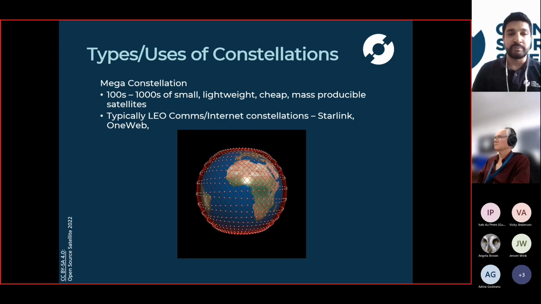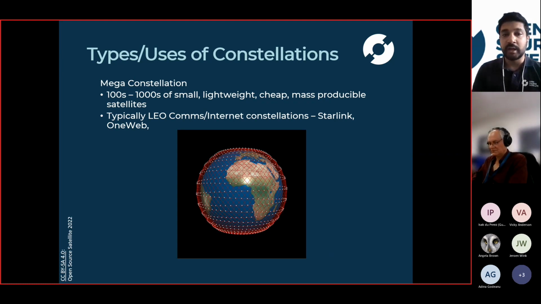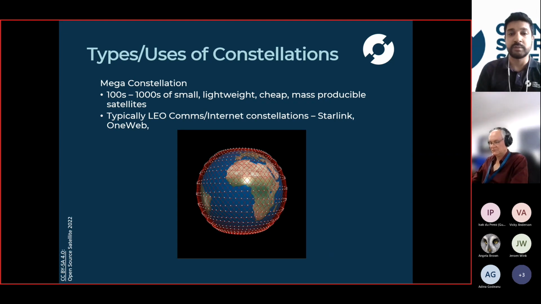A constellation that we have probably all heard of is the mega constellation, which typically uses hundreds to thousands of small satellites. This is useful for high bandwidth comms constellations such as Starlink, which uses thousands of satellites in low Earth orbit, able to communicate with almost global coverage.